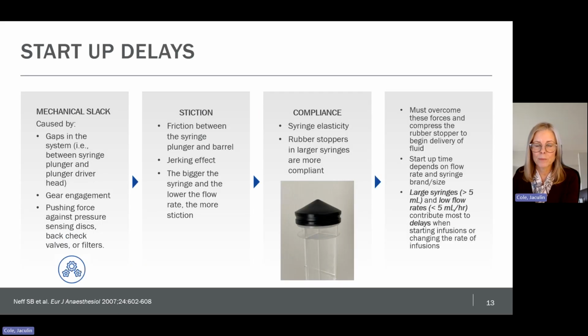Startup delays are influenced by mechanical slack, stiction, and compliance. And mechanical slack is caused by any type of gap in the syringe pump system. So for example, if you don't load a syringe properly, there could be a gap between the top of the syringe plunger and the plunger driver head. So when the syringe pump is turned on, it's going to take some time for that plunger head to come in contact with and engage the plunger.